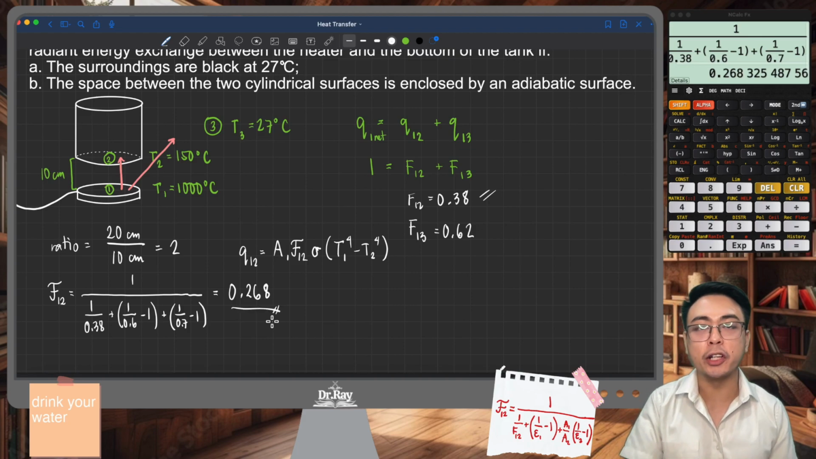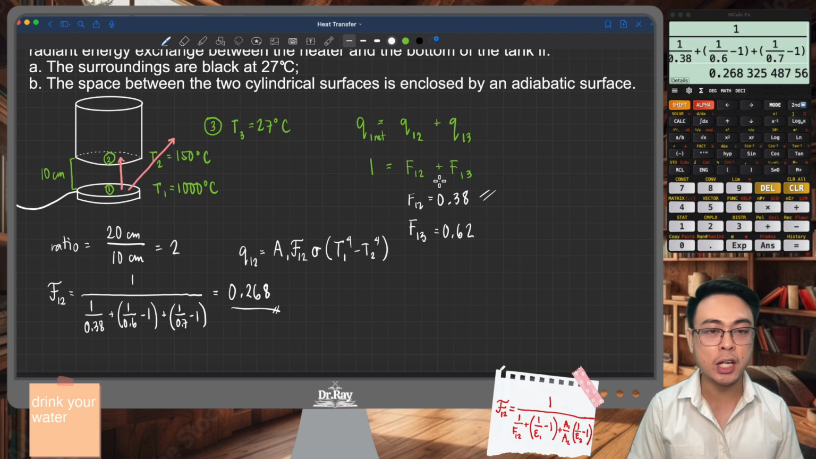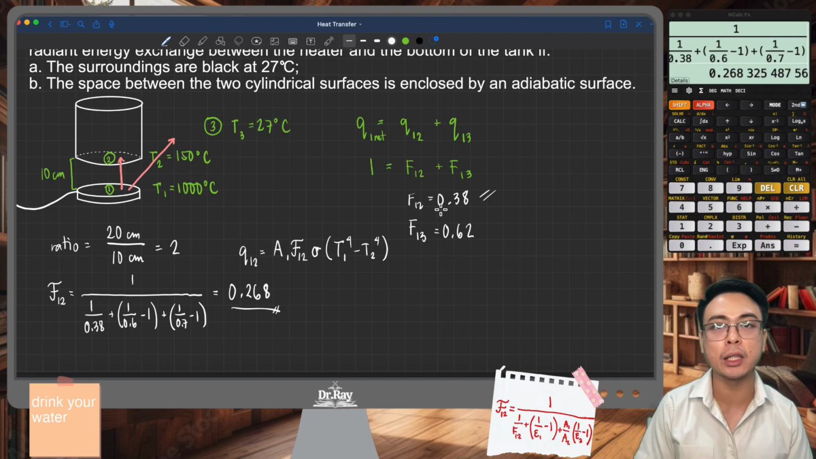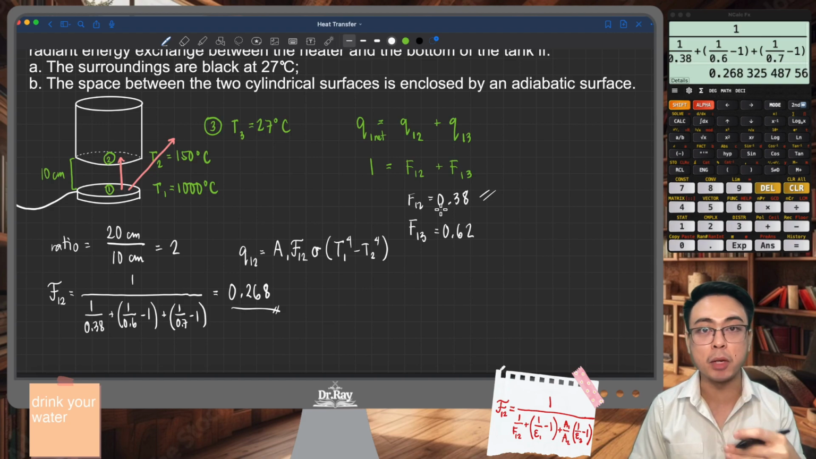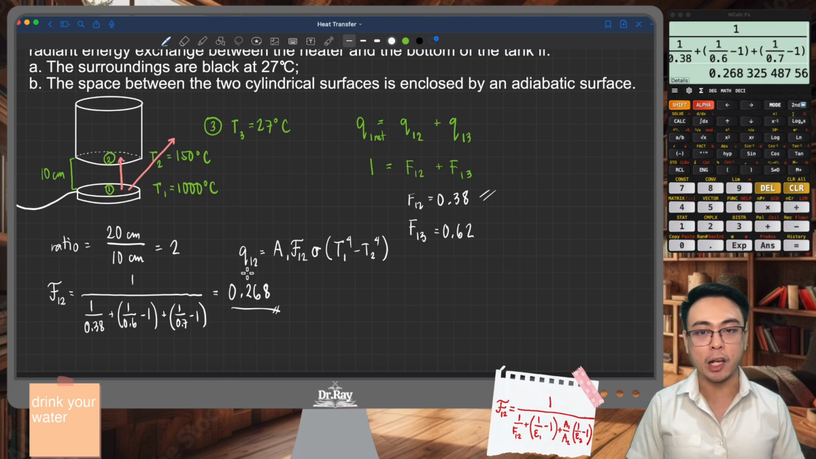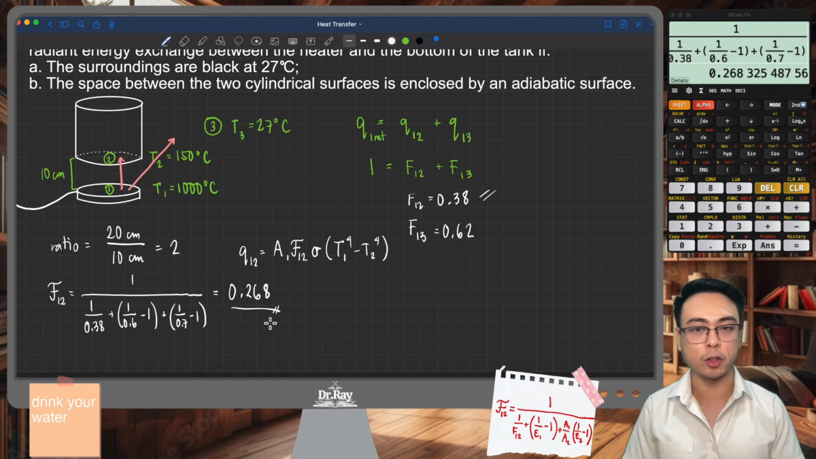Now, the overall interchange factor is lower in value compared to the normal view factor because the normal view factor assumes that your exchanging surfaces are both black, right? That means that all of the energy being emitted will be absorbed by another surface. But since they are gray bodies, then we do expect a lowering of the overall interchange factor.